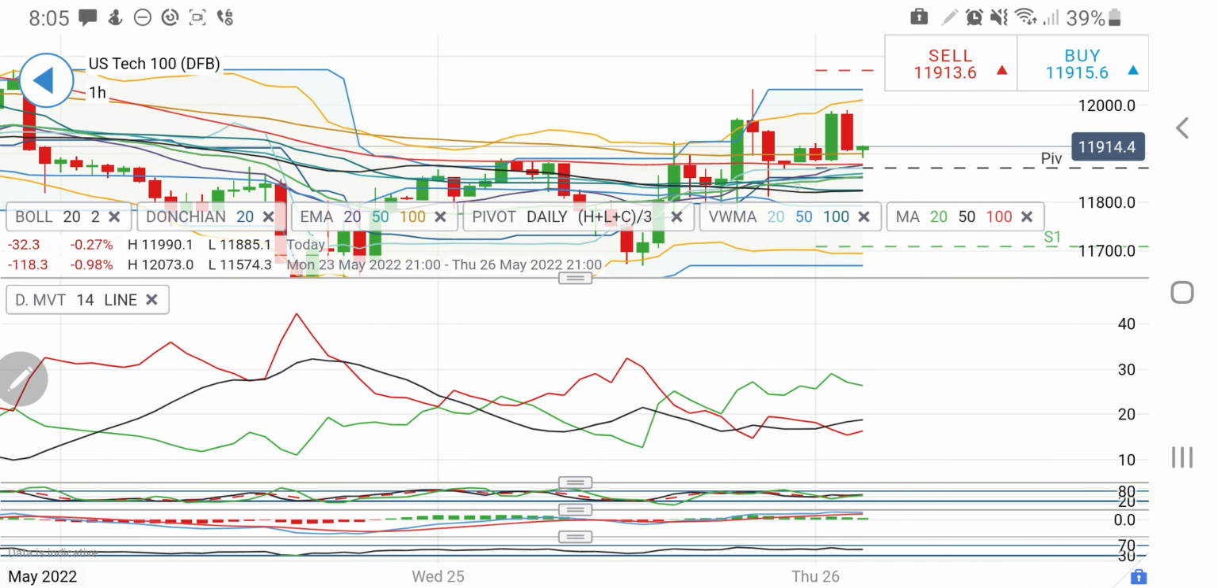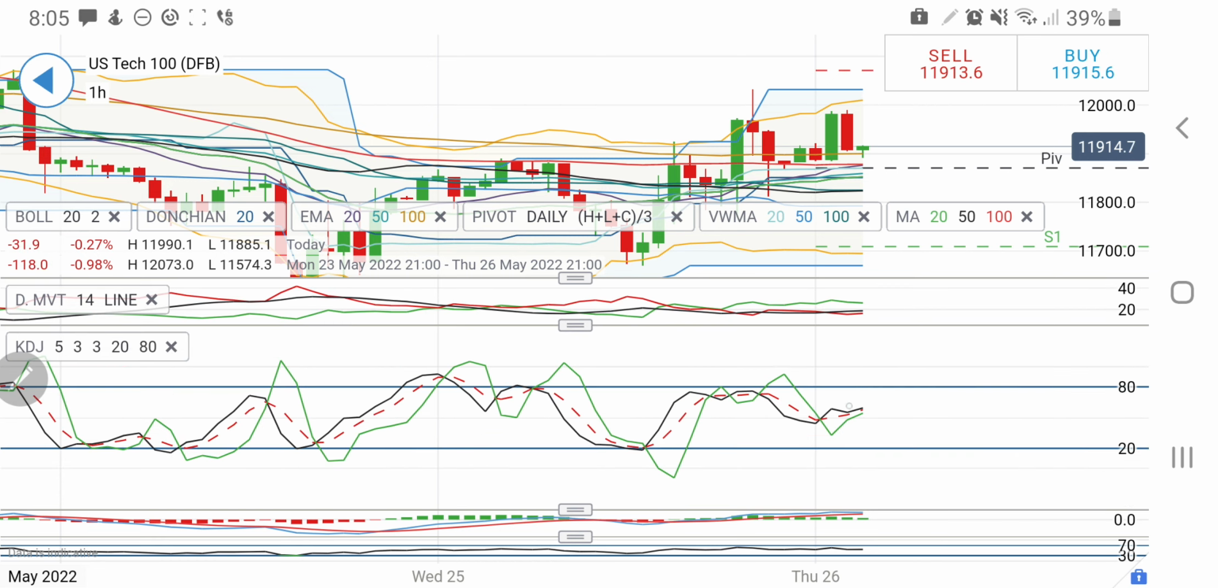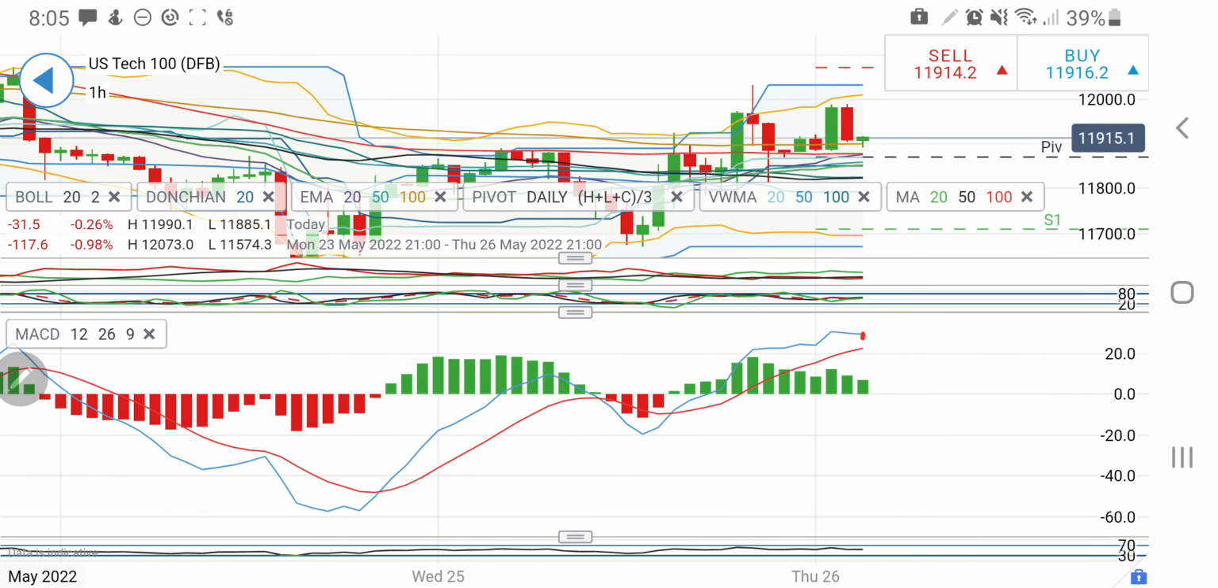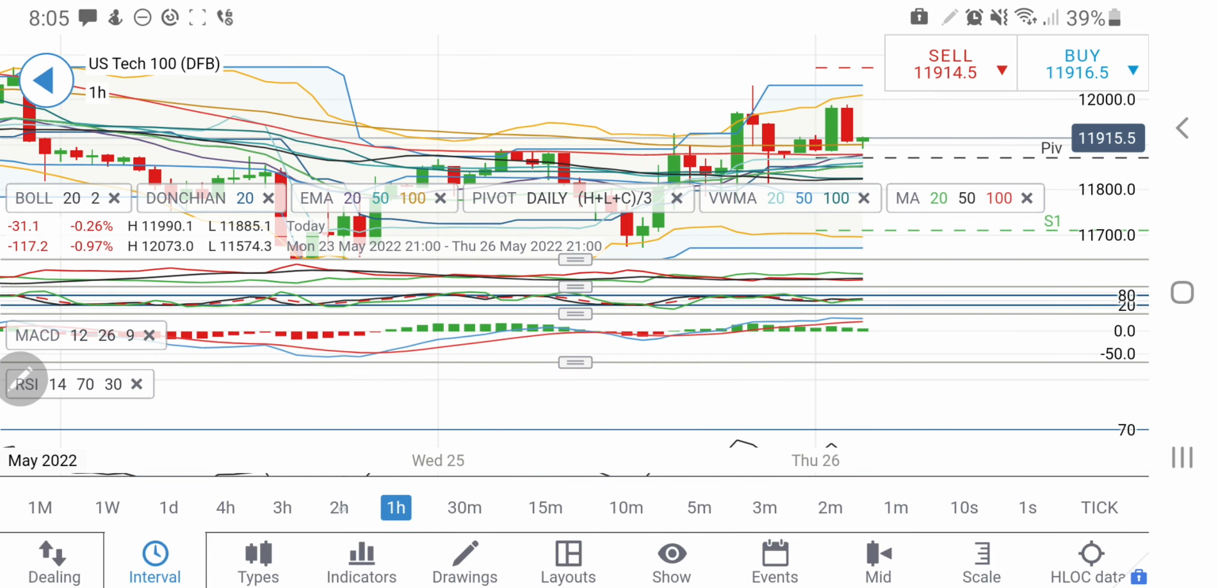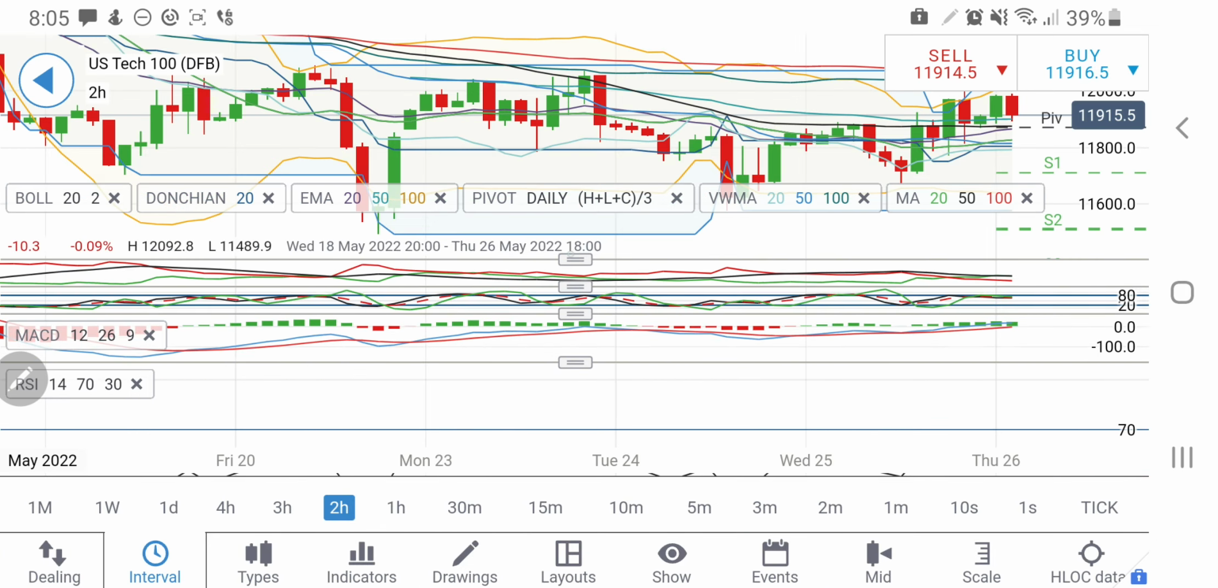Now look at the directional movement, it is still bullish. It is trying to converge and crossover. The stochastic is trading flat here. Look at the MACD. MACD is trying to converge and crossover for a sell-off. I'll be cautious there. And RSI trading flat, not indicative of anything.